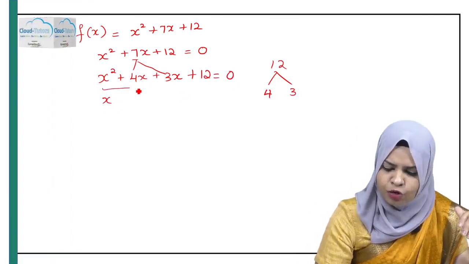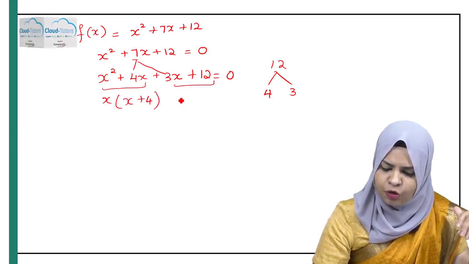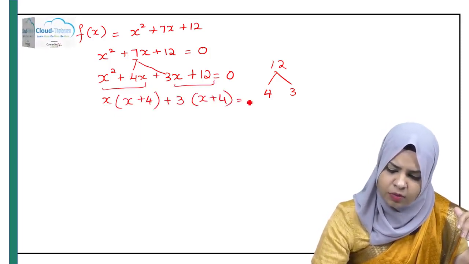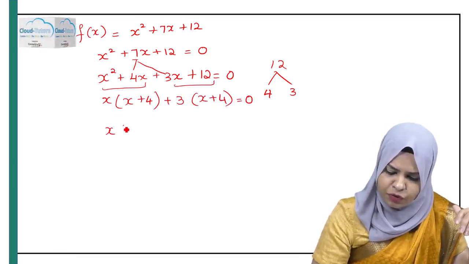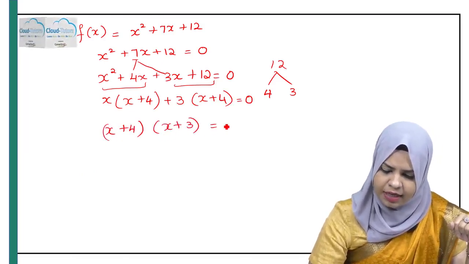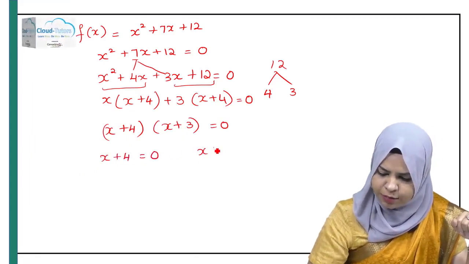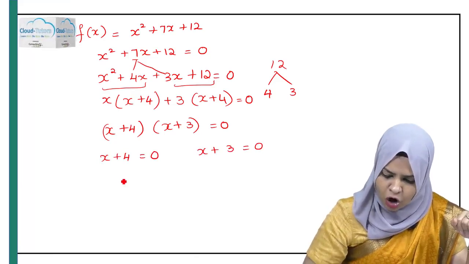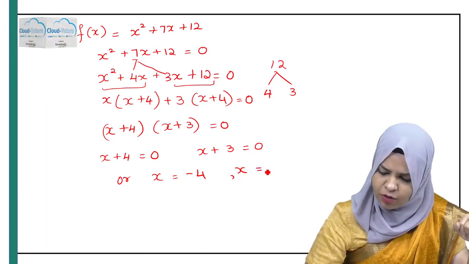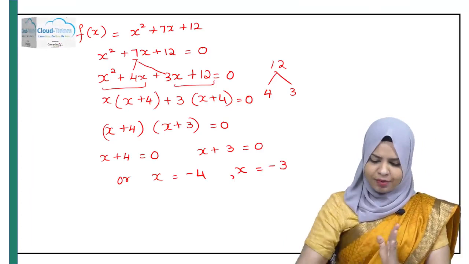So x is common, I'll group them. Okay, x is common, it is x plus 4. In the next group, 3 is common, plus 3 into x plus 4 is equal to 0. And x plus 4 is again common, so x plus 4 into x plus 3 is equal to 0. So x plus 4 is equal to 0 or x plus 3 is equal to 0. Or I should say x is equal to minus 4 or x is equal to minus 3. Clear?